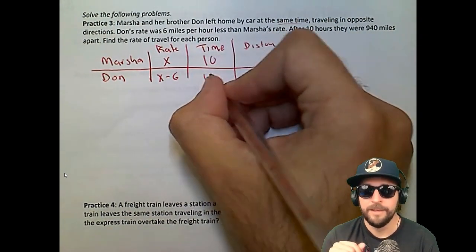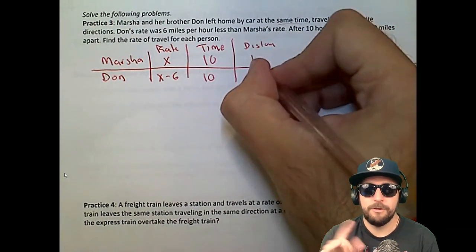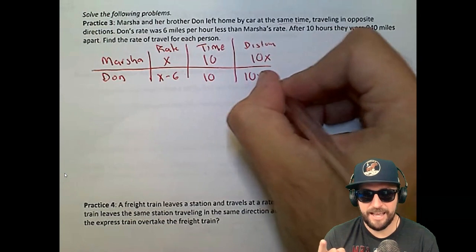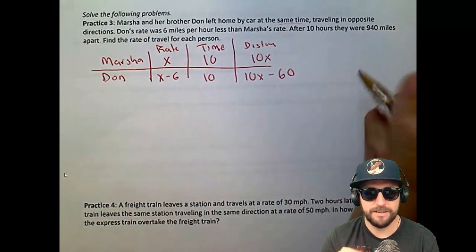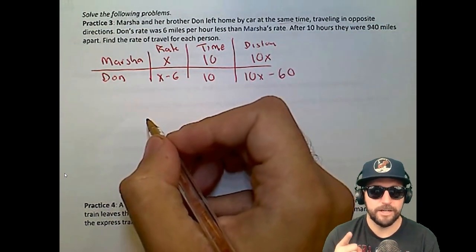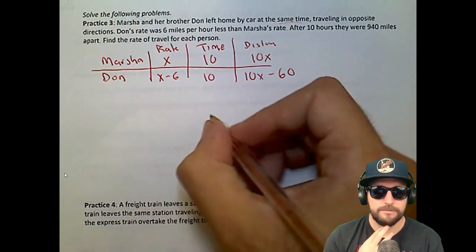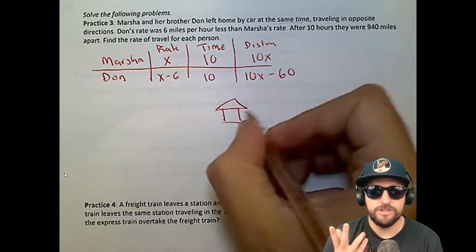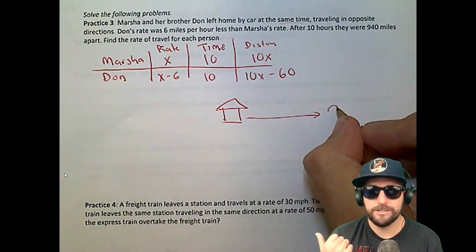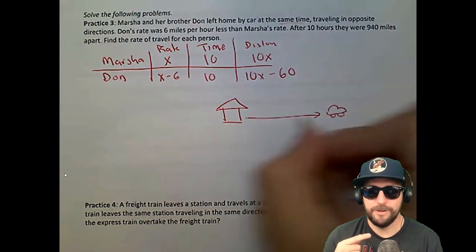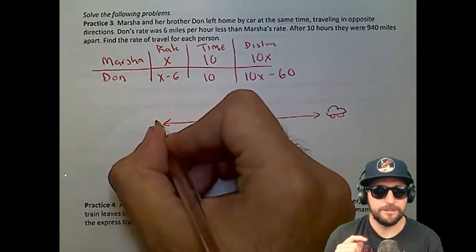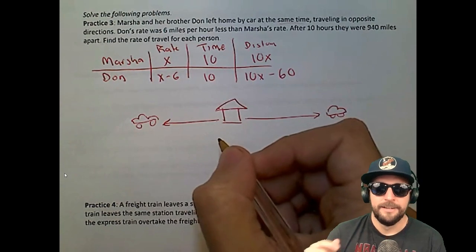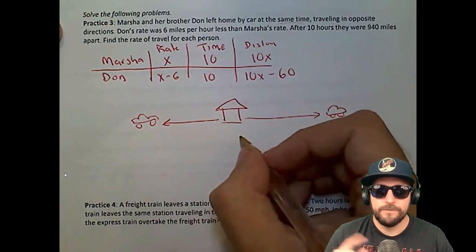So, okay. After 10 hours, they both left home at the same time, so they both traveled for 10 hours. Their distance: Marcia was 10x, and Don was 10 times x minus 6, which is 10x minus 60. Don't forget to distribute. Yeah, we're good. Just drawing a terrible picture. There's the house they both left from. One went one direction. The other went the other direction. They went in opposite directions. Little car. Another little car.